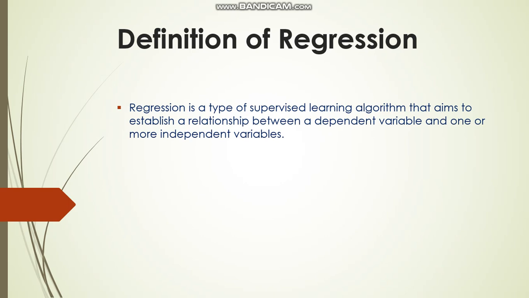Remember in the previous video, we discussed there are three types of machine learning. One is supervised learning, second one is unsupervised learning, and the third one is reinforcement learning. And so regression is a type of supervised learning. In supervised learning, the system will learn from the data and give you the output.